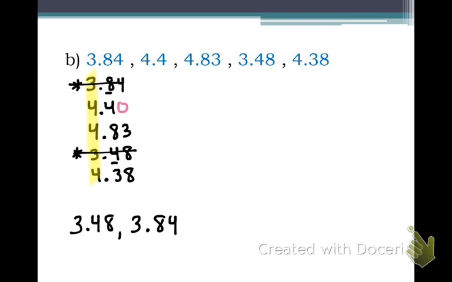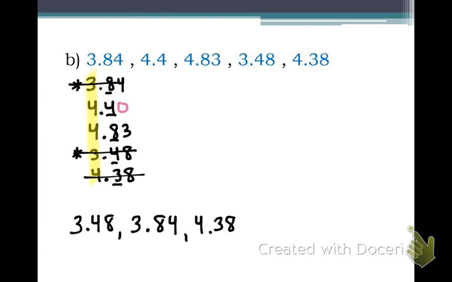I'm going to go to the next ones. And you can see the last 3 numbers that I'm trying to put in order from least to greatest start with a 4. So now let's look at the tenths place. I've got 4.4, 4.8, and 4.3. Out of those, we know 4.3 is the smallest one. So next up, I'm going to put 4.38 and cross it out.